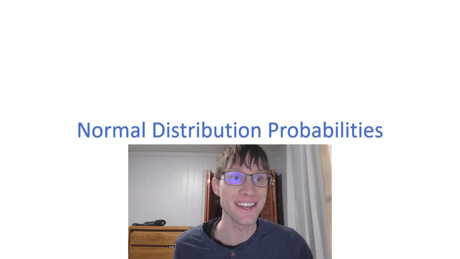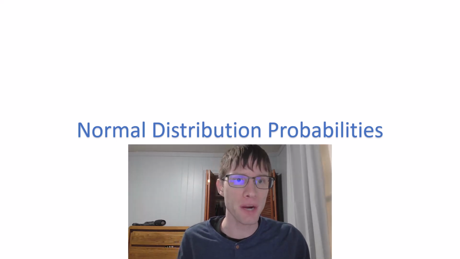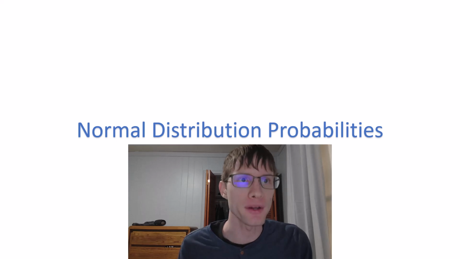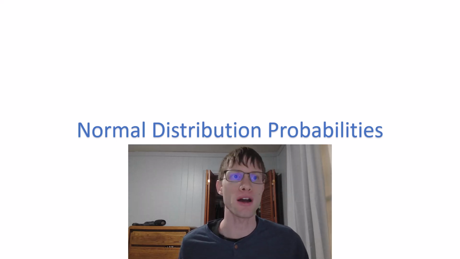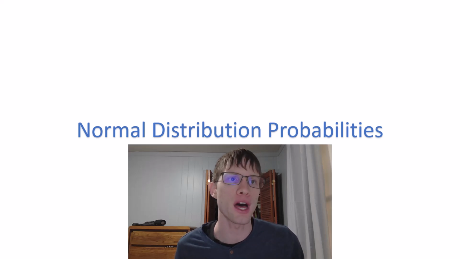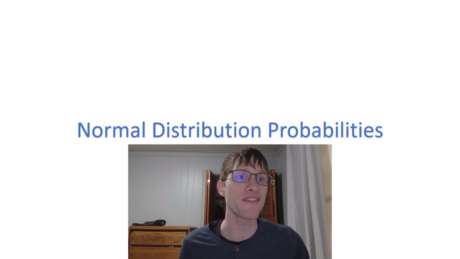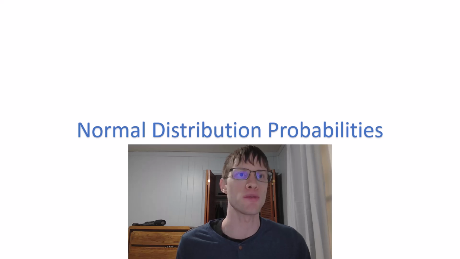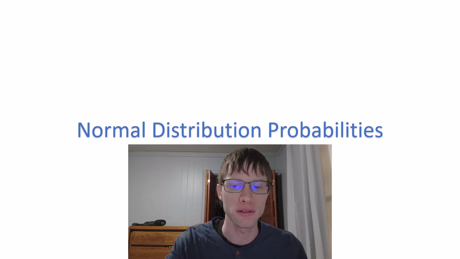Welcome, my friends. I'm so excited because in this video we get to talk about normal distribution probabilities. Previously we've talked about how to find the probabilities within 1, 2, or 3 standard deviations of the mean on a normal distribution using the empirical rule. But now in this video, with the help of the TI-84 calculator, we can find any probability on the normal distribution. So let's go ahead and get started.